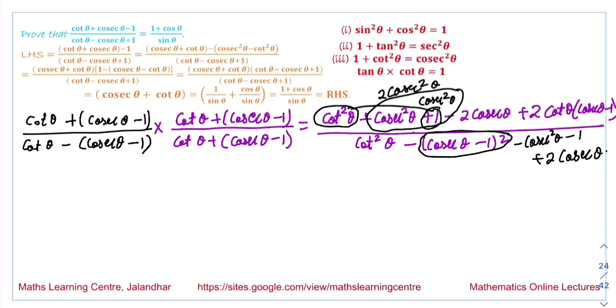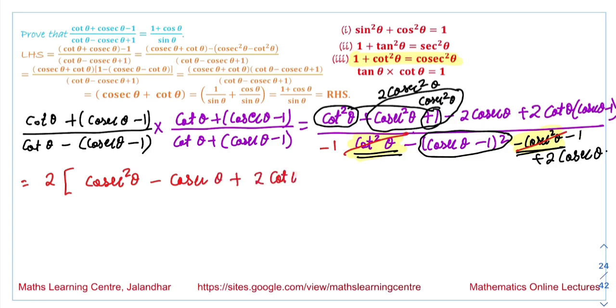Now if you look at these two values, it is cot square theta minus cosecant square theta. Talking about these two values, it is cot square theta minus cosecant square theta. The value of these two terms will be minus 1. So the answer we are getting is, we have taken 2 common from the numerator, and the terms we are left with are cosecant square theta minus cosecant theta plus 2 times cot theta into cosecant theta minus 1.